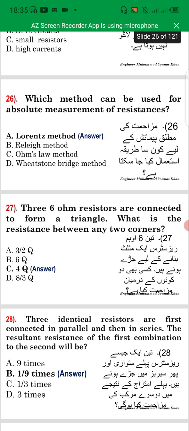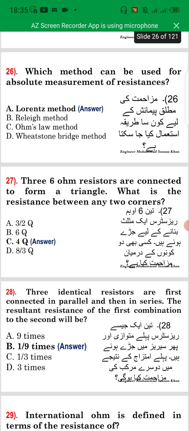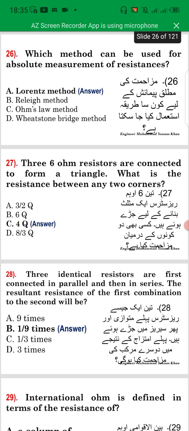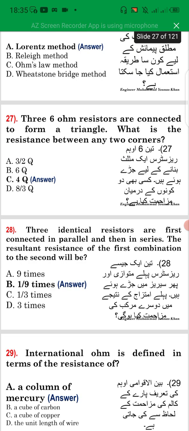Question number 27. Three 6 ohm resistors are connected to form a triangle. What is the resistance between any two corners? 3/2 ohm, 6 ohm, 4 ohm, 8/3 ohm. Correct answer is 4 ohm.